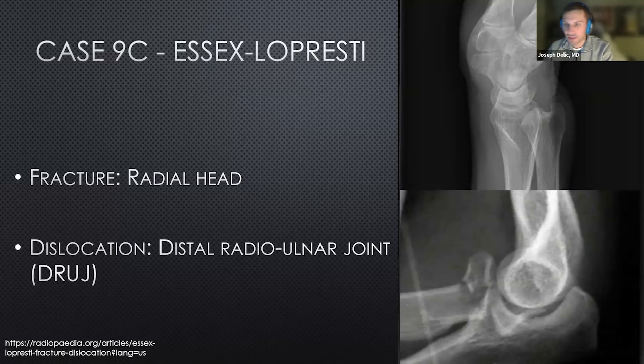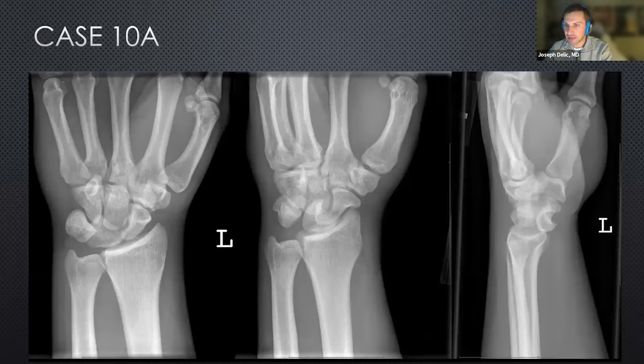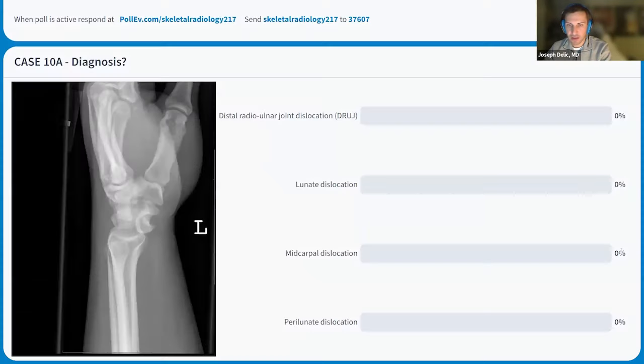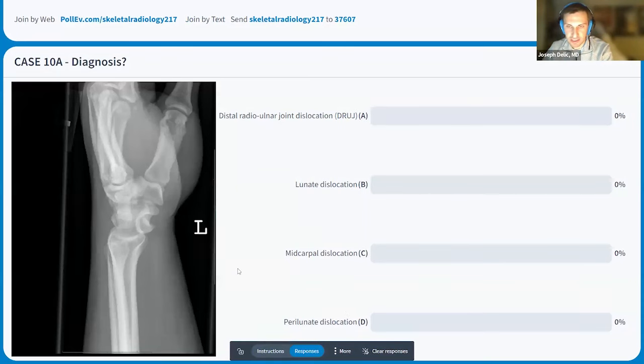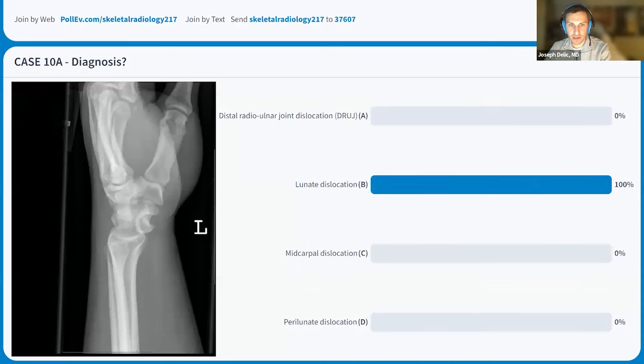Okay, so now we're going to take a look at the wrist, and we're going to have a few cases here. This is a quick preview of case 10A. We have 3 views of the left wrist, and we're going to focus on the lateral, this third image on the right. I want to know, what is our diagnosis for this trauma case? So again, a few different but similar type injuries. We have a lot of people here that's 100% choosing B.